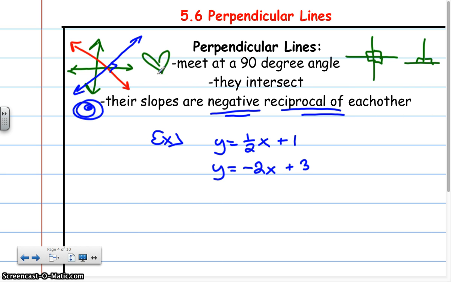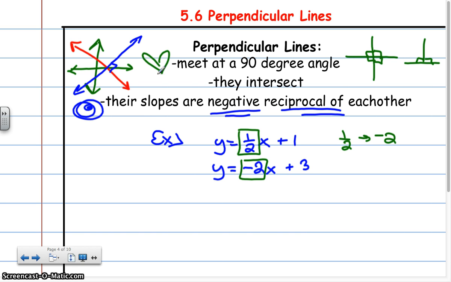So notice the relationship between 1/2 and -2. Because if you took the reciprocal of 1/2, the reciprocal is 2 over 1, which is 2, and then you just make it a negative reciprocal. Okay?